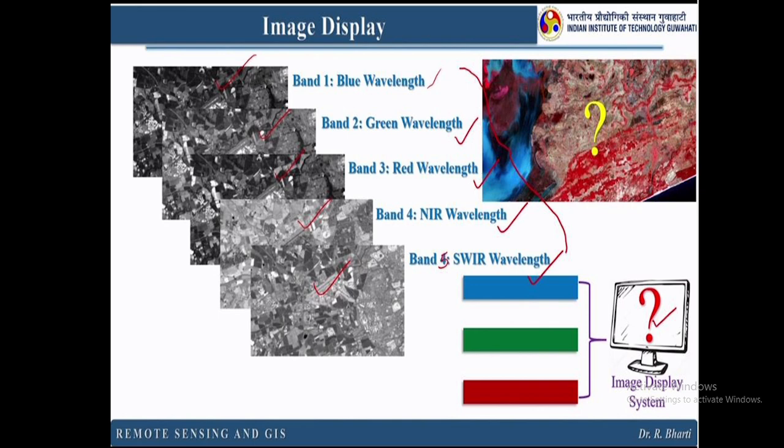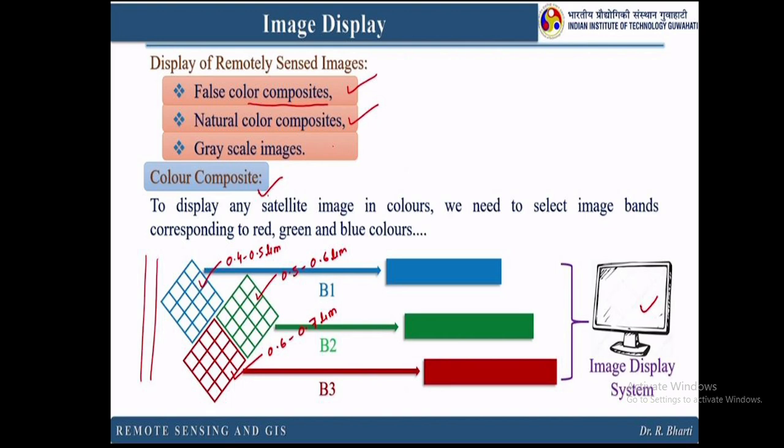We have to see that there are so many bands. The first band, band one, is the blue wavelength, the second band is the green wavelength, band number 3 is the red wavelength, band number 4 is the near infrared wavelength, and band number 5 is the short wave infrared. We can see the 3 band combination, blue, green and red band, and the image display system. Then, display of remotely sensed images: the false color composite, natural color composite and grayscale image.